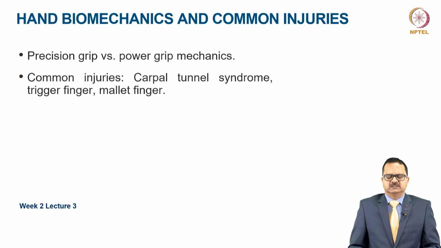Hand biomechanics depend on whether you're looking for precision or you're looking for power. The biomechanics will change whether you're going for precision to pick up a small object, or whether you're going for power to lift a dumbbell. Common injuries are carpal tunnel syndrome, trigger finger, and mallet finger.